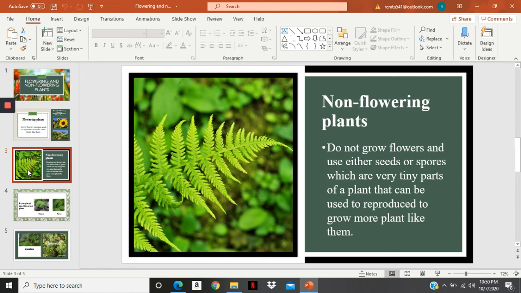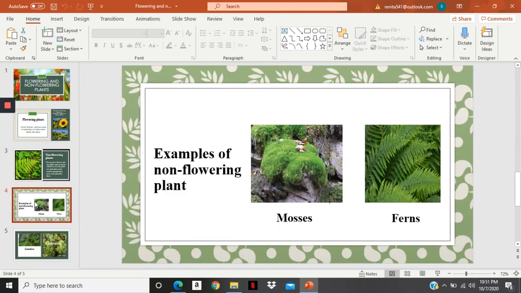Today, we are going to focus more on non-flowering plants. We are going to look at examples of non-flowering plants, and we are going to learn some characteristics of non-flowering plants. Non-flowering plants are divided into subgroups, and these subgroups are liverworts, mosses, ferns, and conifers.